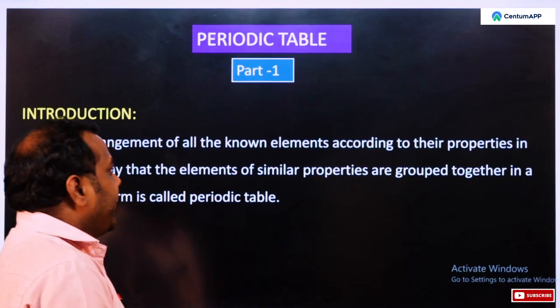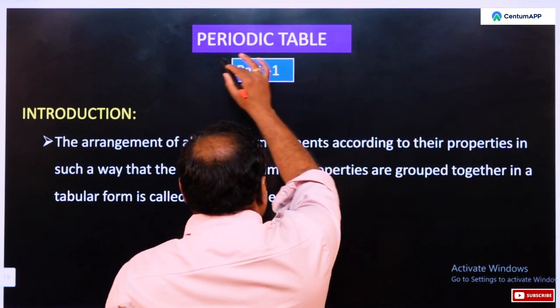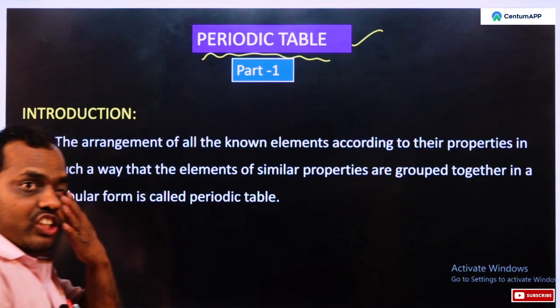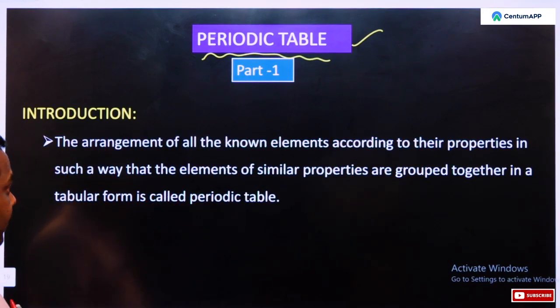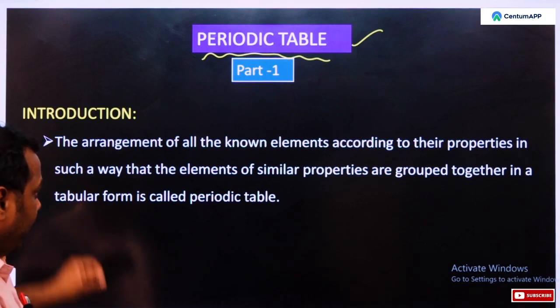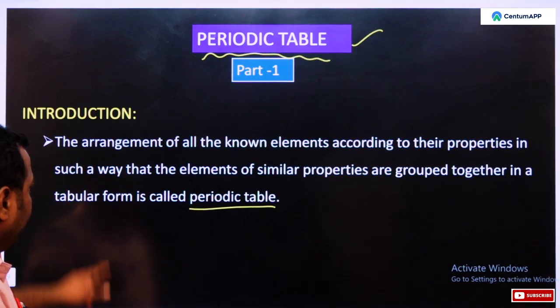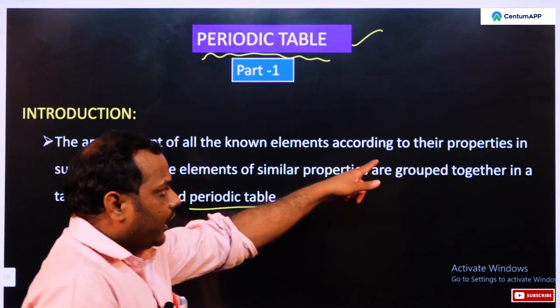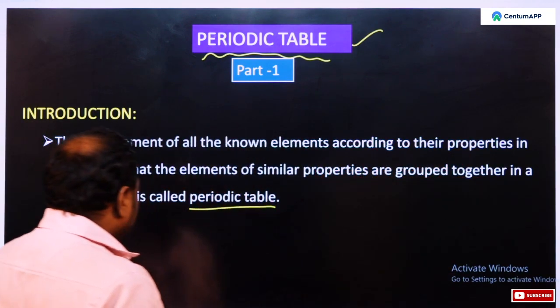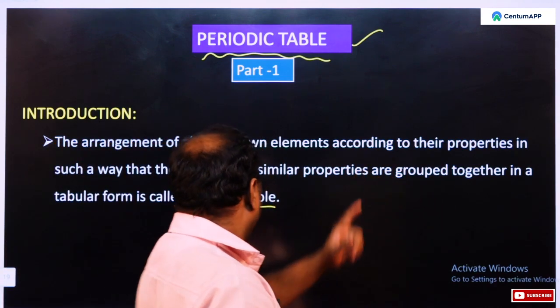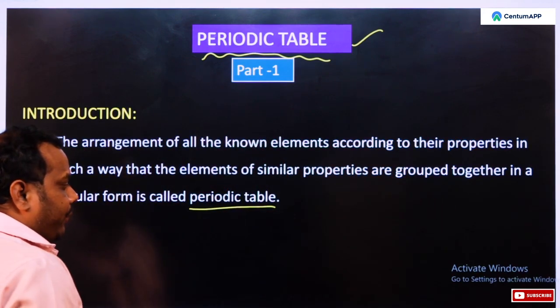Next new chapter is periodic classification, or classification of elements. Periodic table, part 1: what is the periodic table? The arrangement of all known elements according to their properties in such a way that elements of similar properties are grouped together in a tabular form is called the periodic table.